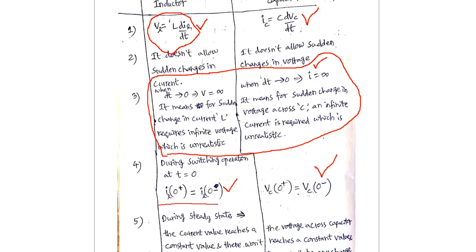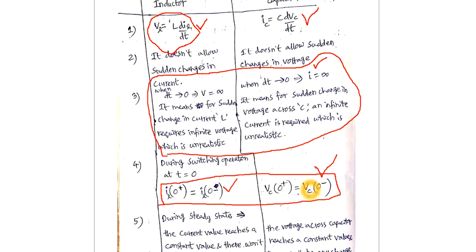These are the mathematical conditions saying that relationship. So the inductor doesn't allow sudden changes in current. So from that you can say this IL of 0 plus is equal to IL of 0 minus.